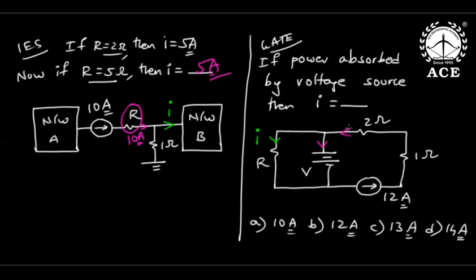That means out of the 12 amperes coming from this side, some current is entering here. So this current should be less than 12. So I is less than 12, only one option.